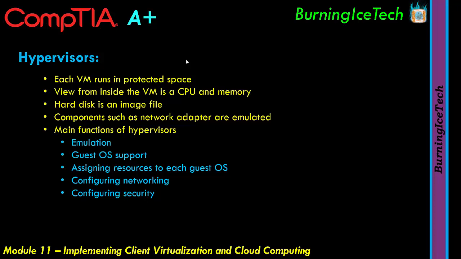The view from inside the virtual machine is the CPU and memory. So if you were to connect to that virtual machine, which we'll show you how to do, it's going to seem exactly like a real computer. The CPU and the memory are going to look exactly like a real computer's CPU and memory, although in reality it's all virtualized. The hard drive of that virtual machine is normally in a .vhd or a .vhdx format, that is if we're keeping it Microsoft.